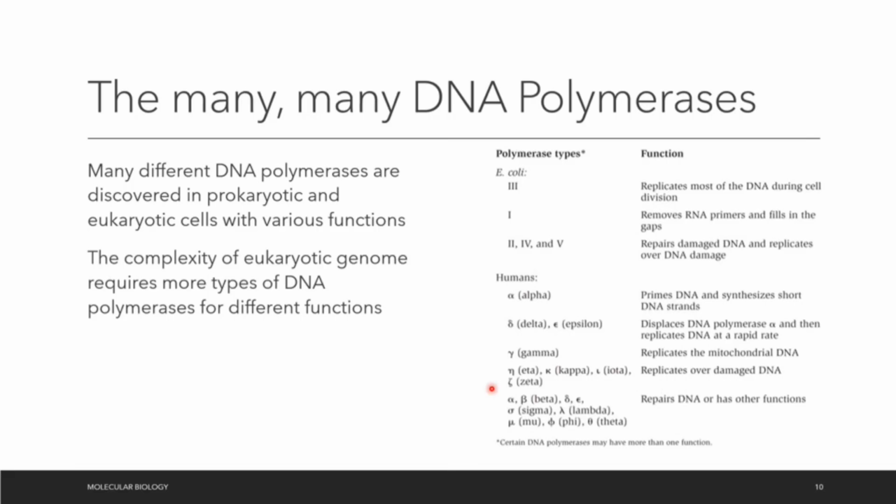We have the genomic DNA. We also have the extranuclear DNA. Right? So we're gonna need a lot of different kinds of DNA polymerases that can help to generate new DNA in all these different places.